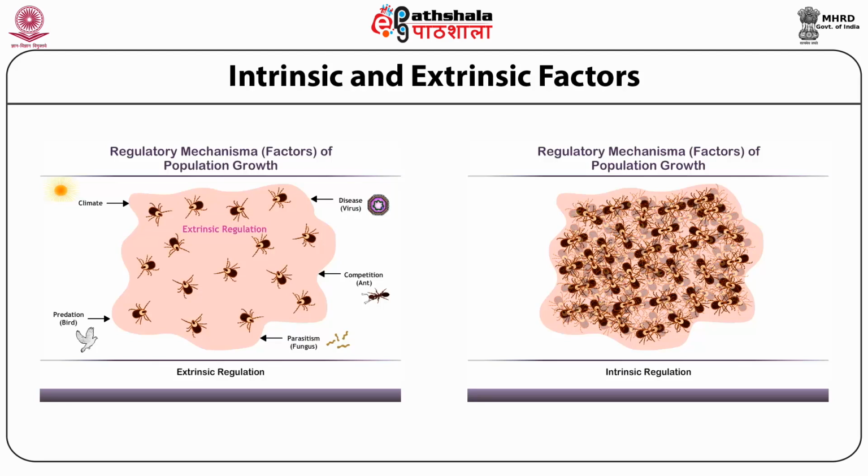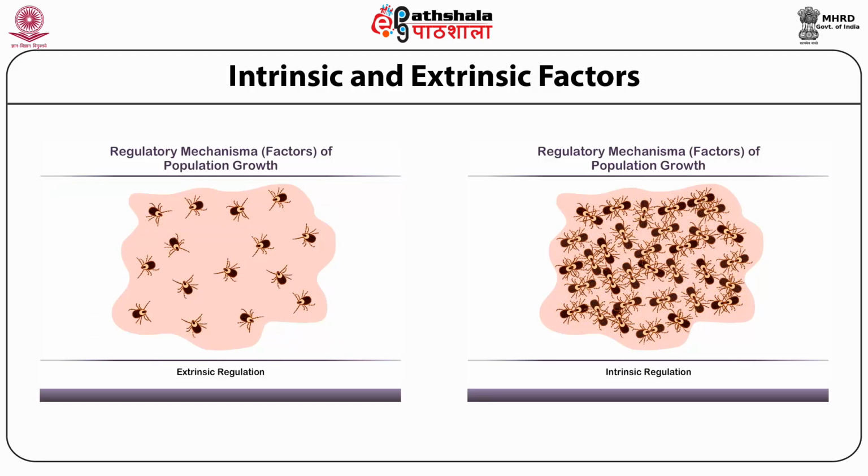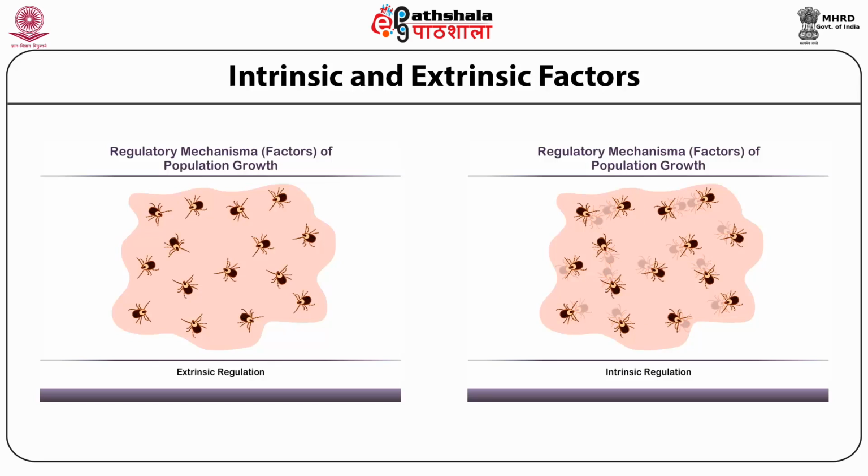The intrinsic regulatory factors are due to increase in the population density. As it is clear from this slide, as there is an increase in the population density, the individuals of the same population compete for space and food. As a result, they fight with each other and there is a decline in the population density. Gradually, it becomes so low that again they get enough food and space for themselves and they start reviving their population.